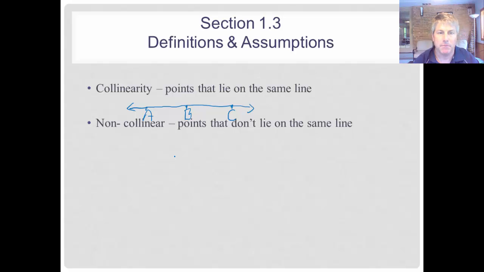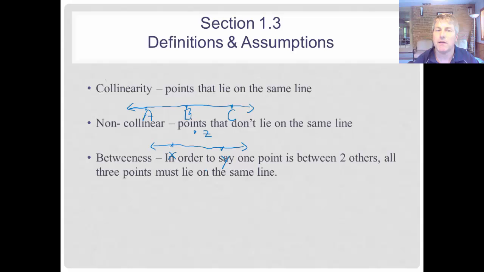Non-collinear, this is an easy one. Non-collinear points are points that don't lie on the same line. Okay, so we could have a line XY, and we might have a point up here called Z, and X, Y, and Z would be considered non-collinear because they don't all lie on the same line.